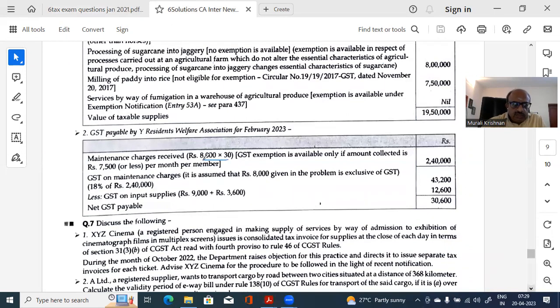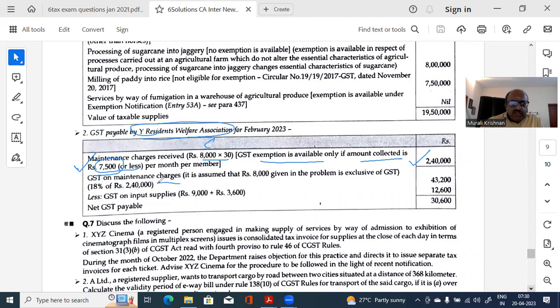Maintenance charges is 8,000 into 30. This is the liability of the resident welfare association, not of any individual. GST exemption is available only if the amount collected is 7,500 or less. And this is also important: if it was less than 7,500, there was no tax liability. Because it is more than 7,500, it is taxable. So this part of it, you'll have to write in the note, that this is why it is taxable. 2,40,000, how? 8,000 into 30 into 12. And you have to take a call saying that this is not inclusive of GST.